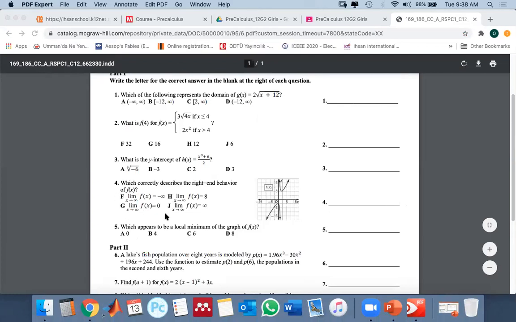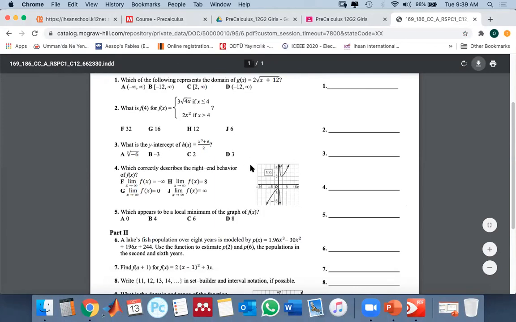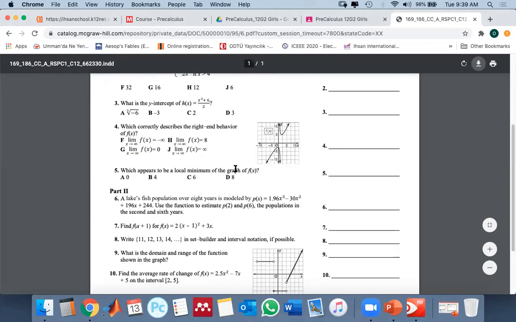Question number 4, did you solve it? Yeah. Okay. What about number 3? What is the answer of number 3? You just substitute x with 0. So the answer is D. Good. Number 4: as x approaches infinity, f of x is infinity. As x approaches negative infinity, f of x is negative infinity.